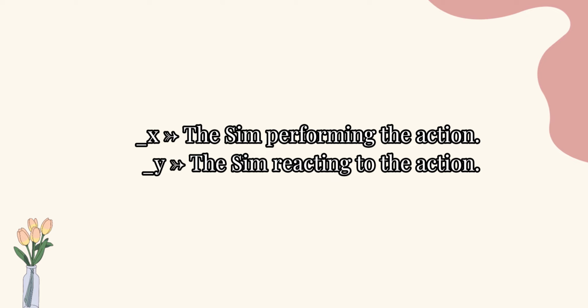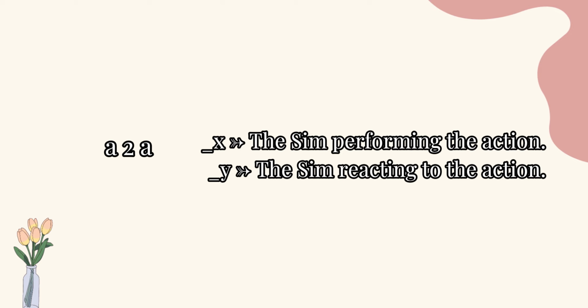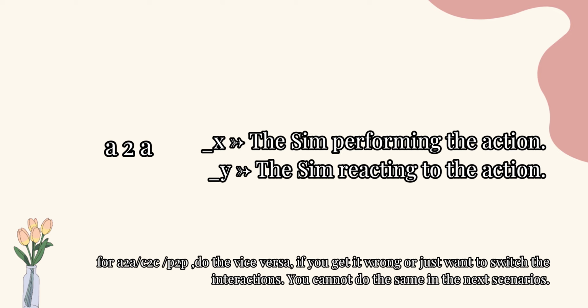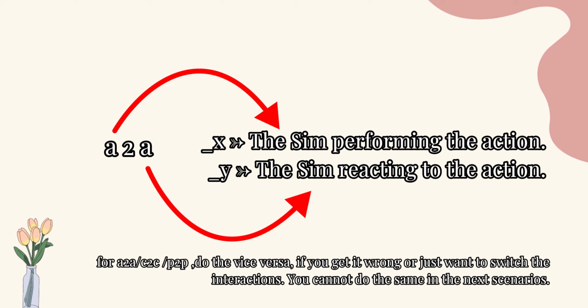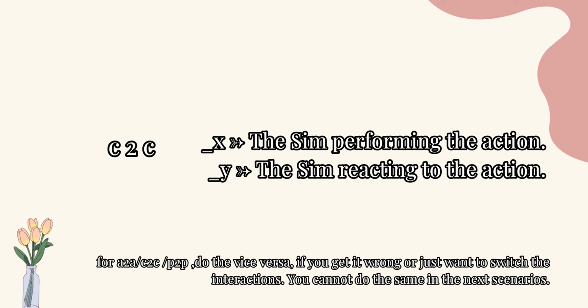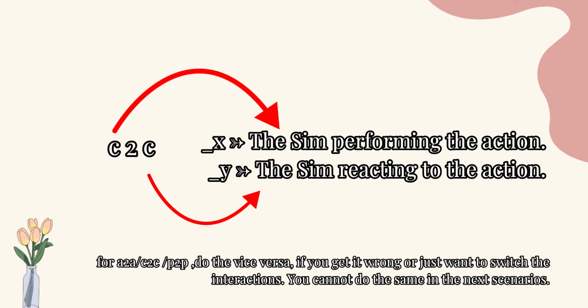When it comes to animations that involve two sims, or a sim and an object or a sim and a pet, be very mindful of who is performing the action and who is reacting to the action. In the case of an adult to adult interaction, you can just do the vice versa if you get it wrong, or if you just want to switch who is performing which interaction. Same goes for a C to C, which is a child to child interaction. You can just switch the animation code to make each one perform the other interaction.